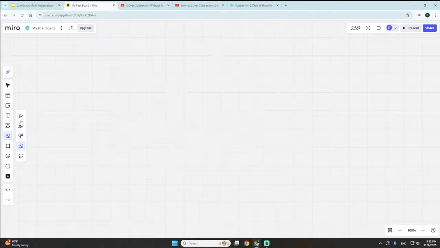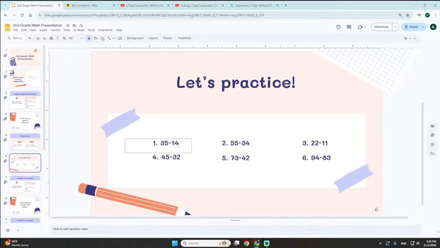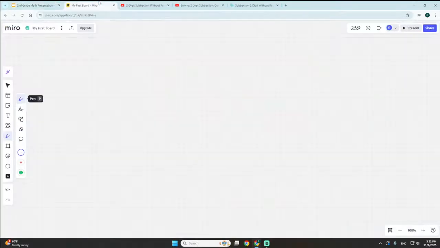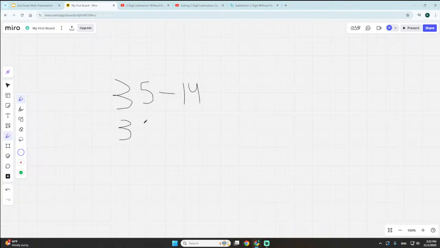Just erase this. Okay, so the first problem we'll practice with is 35 minus 14. So let's set that up. 35 minus 14. I want you guys to take a moment to solve this, and then I'll come back. Let's just review how to set it up. We'll have 35 minus 14. So take a moment to solve this, and then we'll go over the answer.